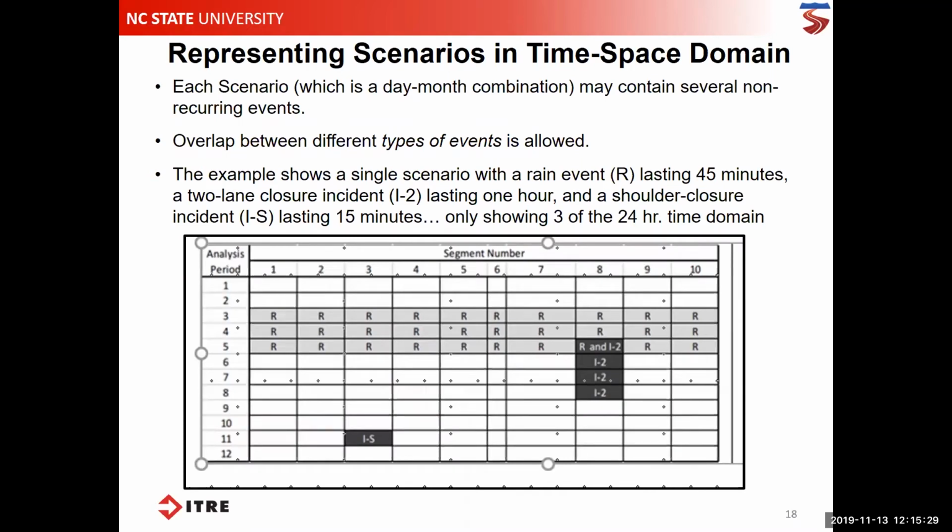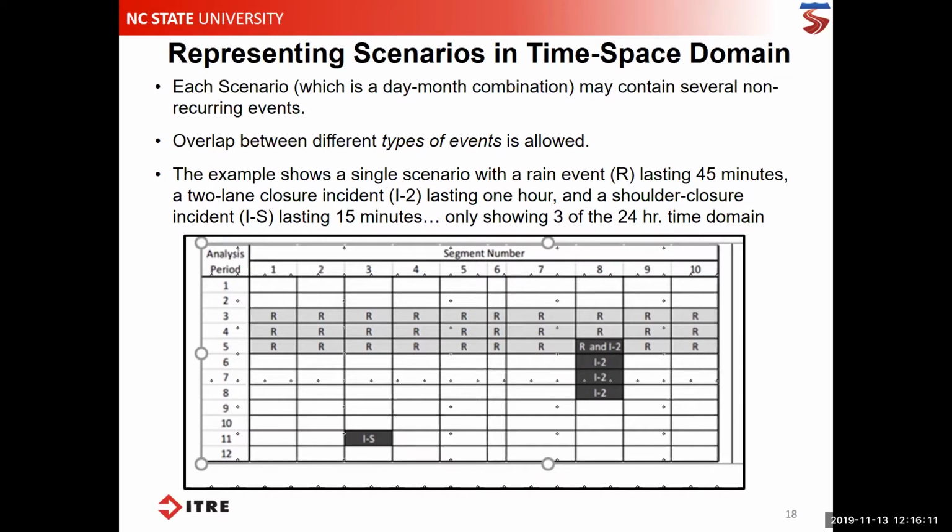Typically, if you would be looking at Chapter 10, you would look at something called the time-space domain. The time-space domain is a box, if you will, where each column represents a segment of the facility, and each row represents an individual 15-minute period. And as you see here, we're just giving you a visual representation of a scenario where you have a rain event that starts in time period 3 to 5, 45 minutes long, and affects the entire facility. In addition, you have an incident that shuts down 2 lanes on segment 8 for a given time period.